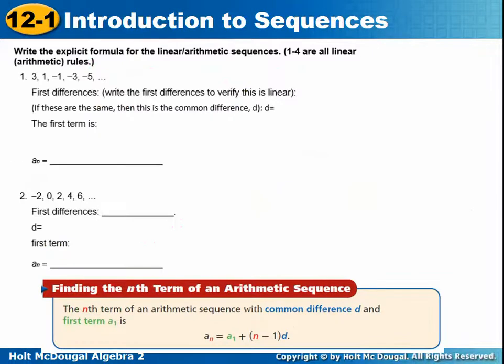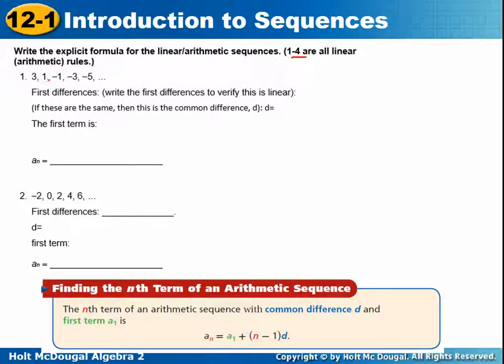And that's just them doing the same. Here's some problems from your worksheet that are very similar to this. So the first few on your worksheet, 1 through 4, are all going to be linear arithmetic, just like we just did. So the first thing we do is we write the first differences, and we do that to verify that this is linear. If it's not linear, you can't use this explicit formula for arithmetic sequences.